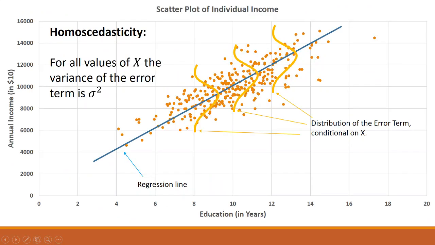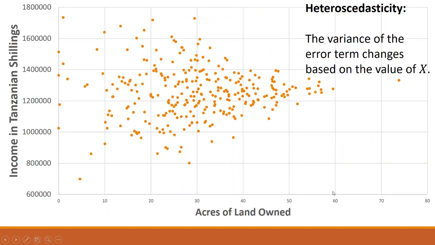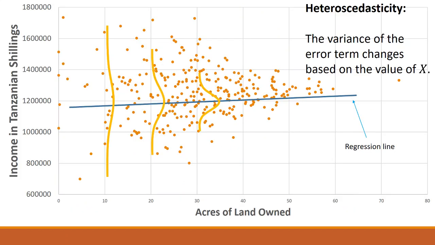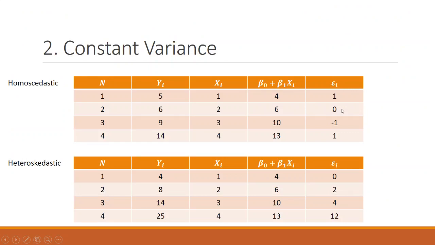This is what homoskedasticity looks like. The error variance remains the same as you have different values of the x variable. And heteroskedasticity is where the error variance has different values depending on the value of the independent variable. Okay. Now let's take a look at what this might look like using these tables, and think about homo and heteroskedasticity in terms of numbers.